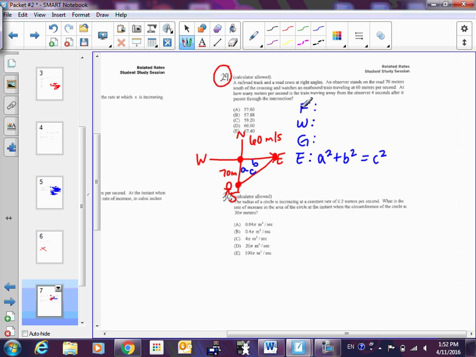All right, let's see if there's anything else that we missed. What are they asking us to find here? The rate of change of C, and so we're going to write it as dC over dt, the derivative of C. So in the end, when I take derivative of C squared, I'll have a dC over dt, and that's what I'm looking for. Okay, is there any other information that they give us?